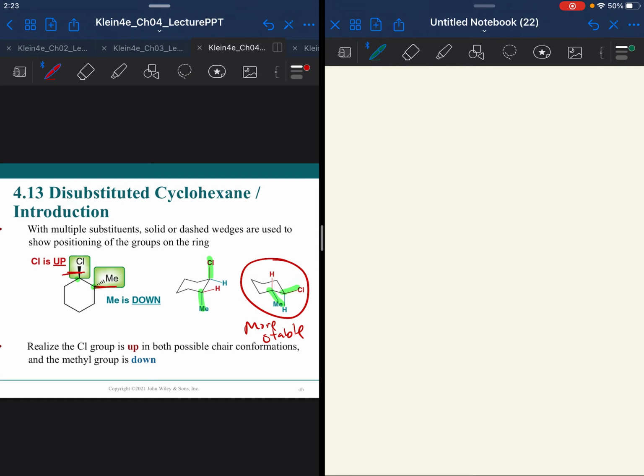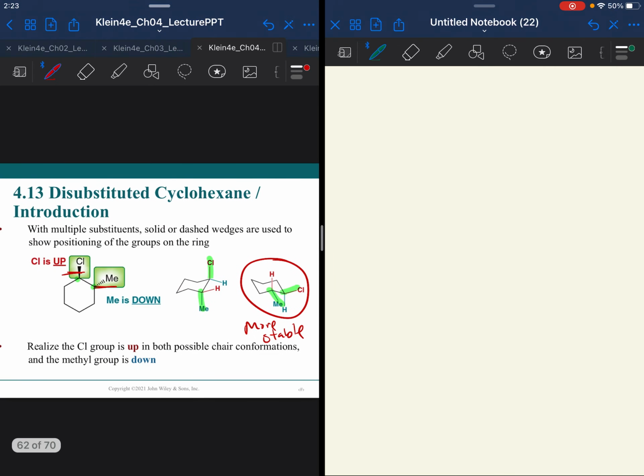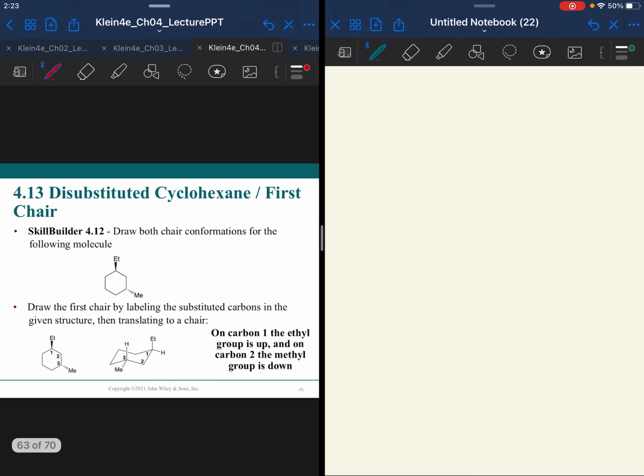You can't overgeneralize though, because remember the relationship is every other. So sometimes up and down can both be equatorial. Sometimes an up and a down can be equatorial. We'll look at some examples. So for instance, now we went from a 1-2 substitution pattern to 1-3. So let's go ahead and draw this one together. I just like to lay down both of my chairs.